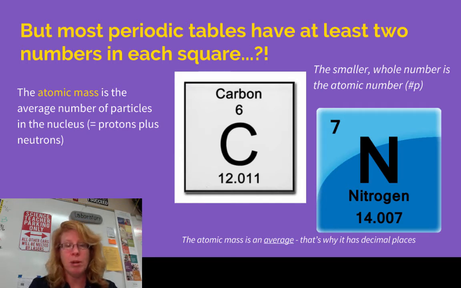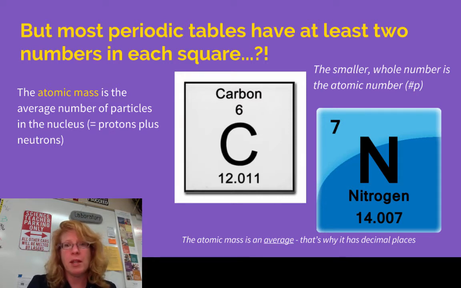So atomic number is the number of protons. Atomic mass is exactly what it sounds like: how heavy is the atom? What we've got to be a little bit careful about here, and this is kind of the high school versus the middle school part of it, is that that number is an average. It's the average mass of that type of atom, and that mass comes from the two things in the nucleus, the protons and the neutrons.